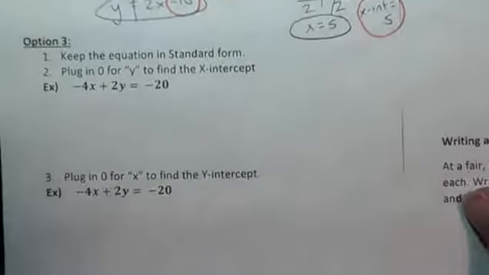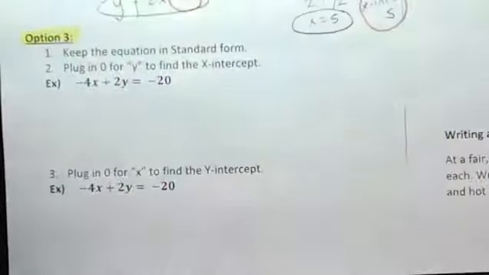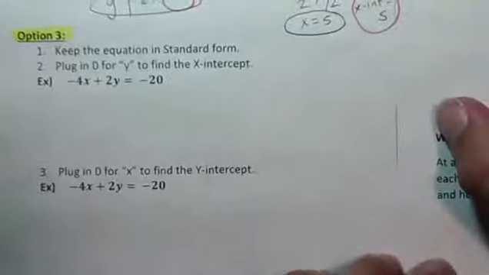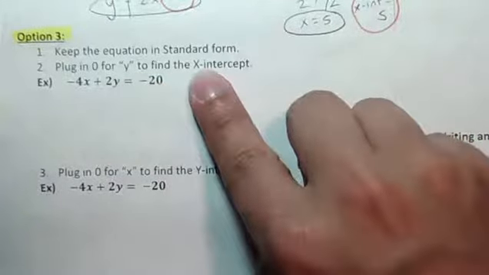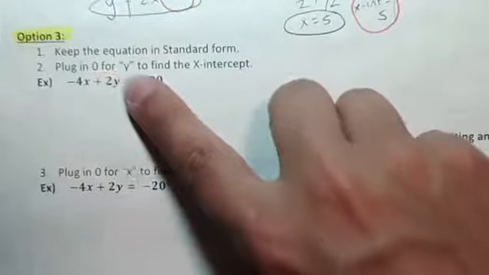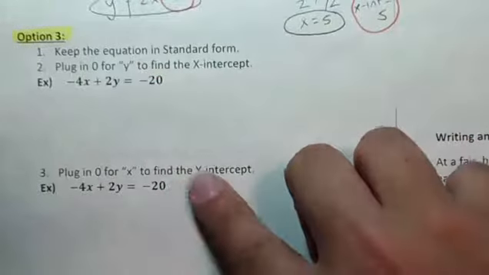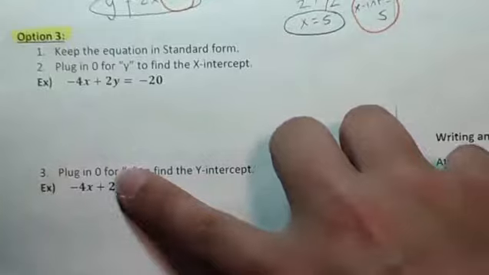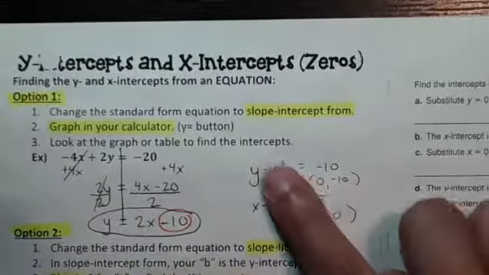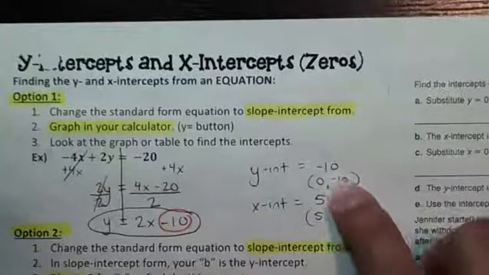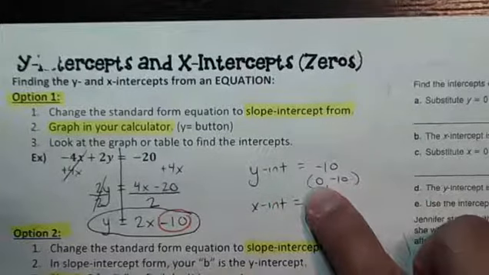Okay, option 3 is we don't have to convert it at all. We're going to keep it actually as standard form. And what we're going to do is if we want to find the x-intercept, we're going to plug in 0 for y and solve. If we want to find the y-intercept, we just plug in 0 for x. And again, that goes back to up here, where if I want the y-intercept, I know the y value is going to be a number, the x is 0. So you plug in 0 for the opposite one that you want.